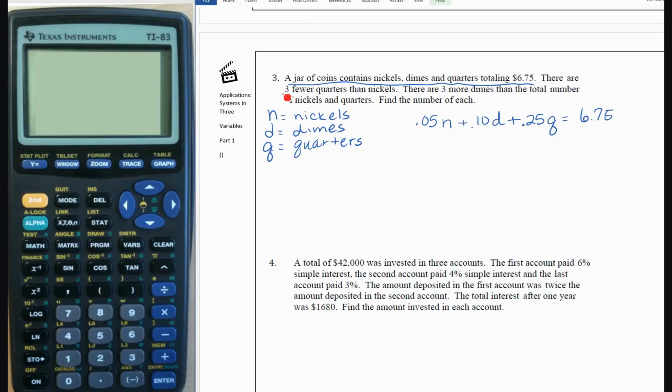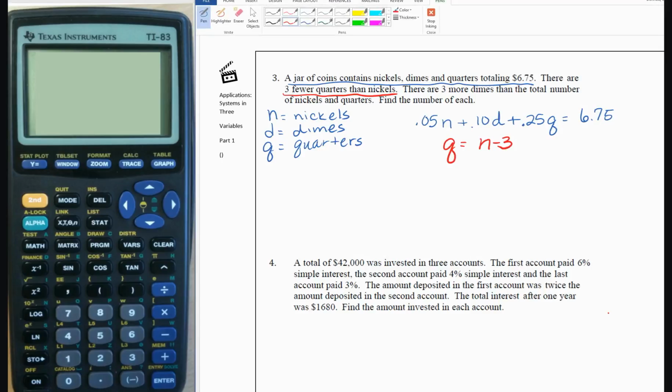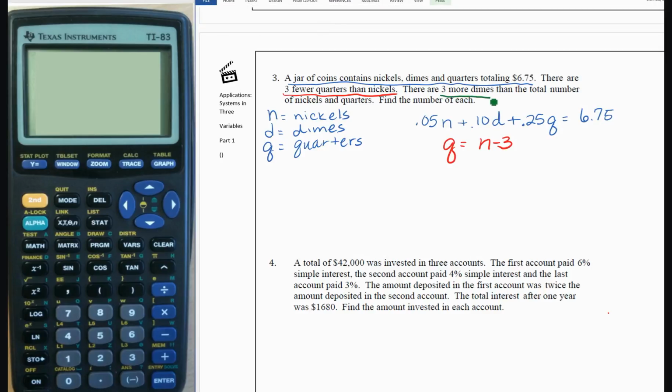Okay, now let's take the next line. It says there are 3 fewer quarters than nickels. So we know that the quarters are the nickels minus 3. There are 3 fewer quarters than nickels, meaning if we take the nickels and take 3 away, then we get the number of quarters. Okay, and let's look at the last line. It says there are 3 more dimes than the total number of nickels and quarters. So dimes are 3 plus the total number of nickels and quarters.